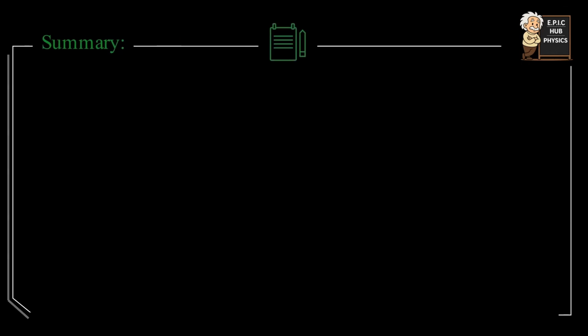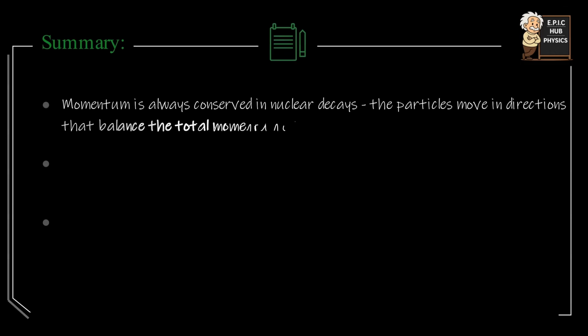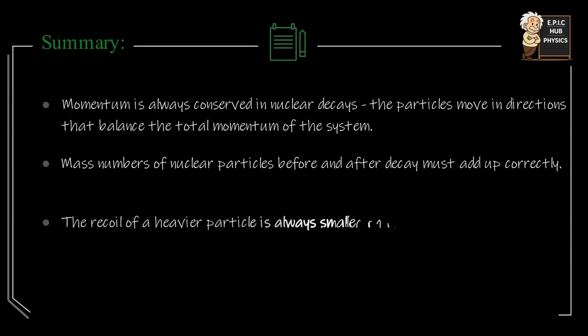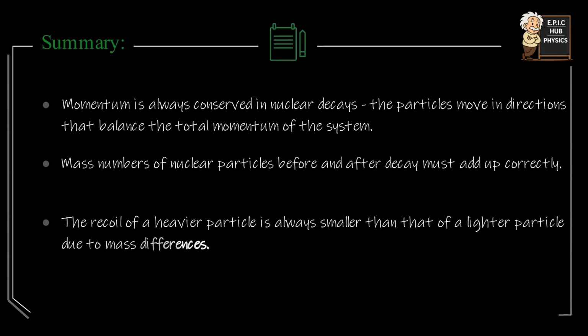The key points to take away. Momentum is conserved in nuclear decay processes because the system can be treated as isolated. The particles move in directions that balance the total momentum of the system. The mass numbers of the particles before and after decay must balance correctly. The recoil of a heavier particle is always smaller than that of a lighter particle due to mass differences. And because the daughter nucleus is much heavier than the alpha particle, its recoil speed is correspondingly smaller.